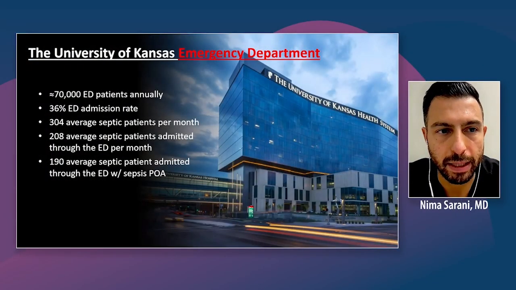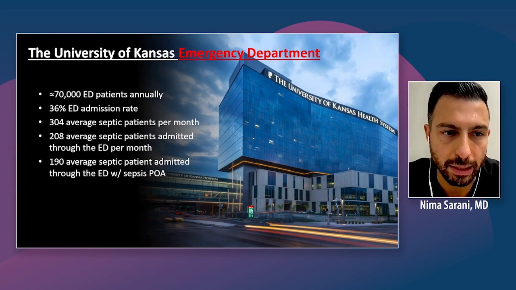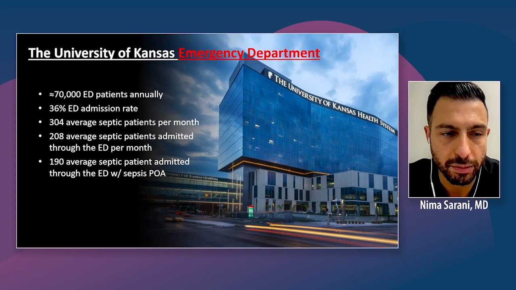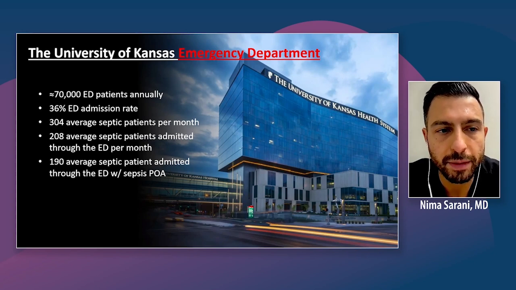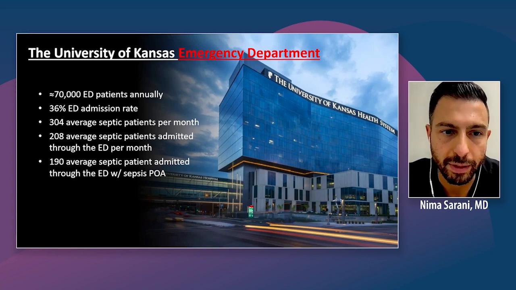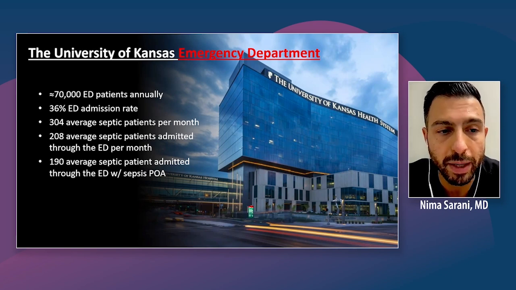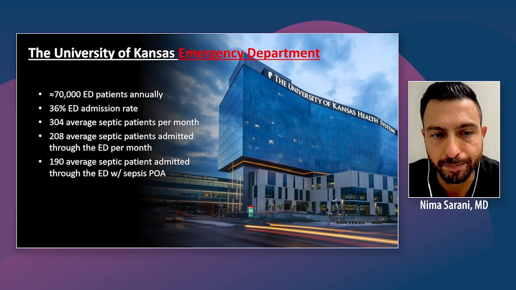So just the basis as far as our department, we're a level 1 trauma center in the main metro Kansas City area. We see approximately 70,000 ED patients annually. It's a pretty high acuity emergency department with a 36% ED admission rate. About a monthly average of 300 septic patients are in our health system. 208 on average septic patients are admitted through the emergency department. And of those patients, 190 on average have sepsis present on admission. Next slide.